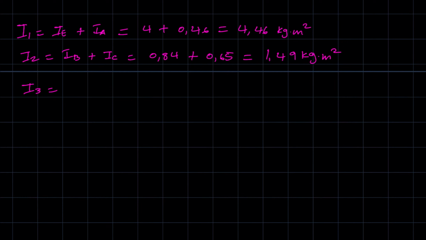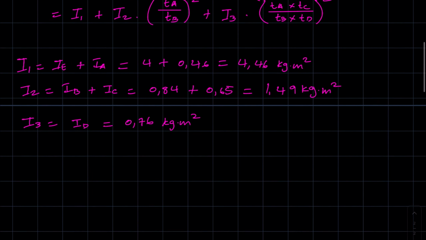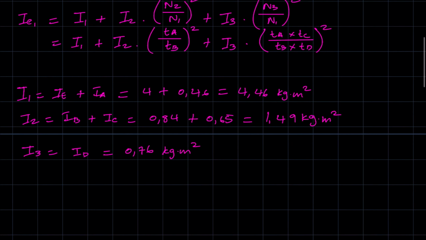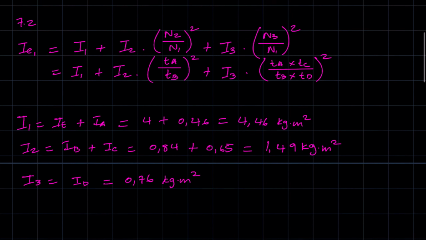And then I3 is essentially equal to ID, the moment of inertia of gear D, which is 0.46 kilogram meter squared. So we have I1, I2, as well as I3. We have all the numbers of teeth, so now we can get the equivalent moment of inertia.